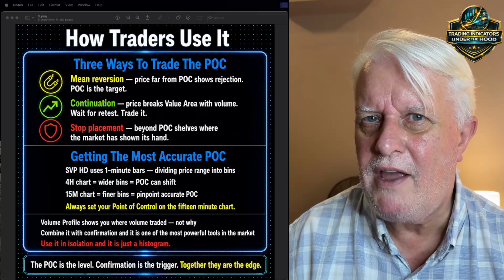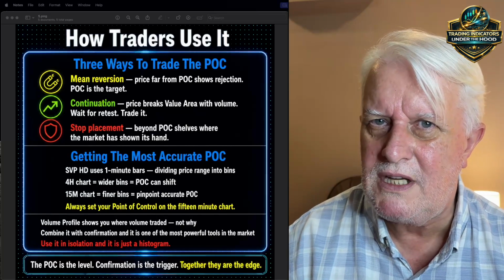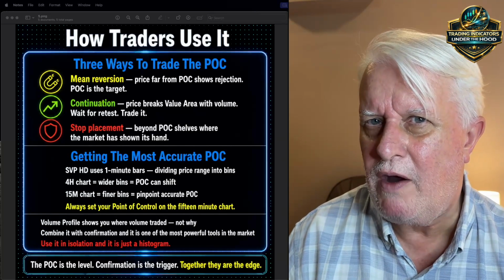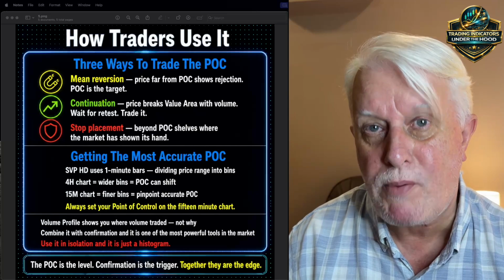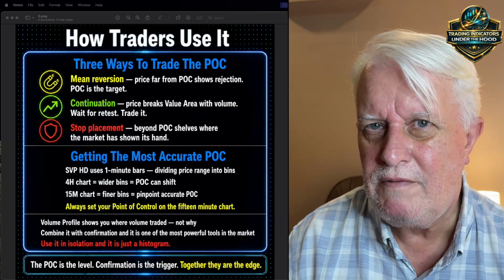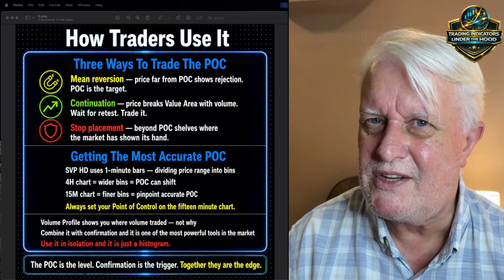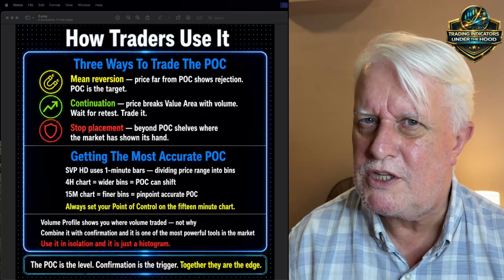So value area high and low act as dynamic support and resistance. Price trading above the value area high means buyers are paying a premium. Price trading below value area low means sellers are discounting. Both are opportunities when confirmed.